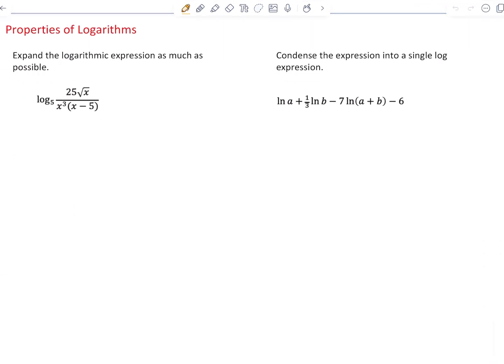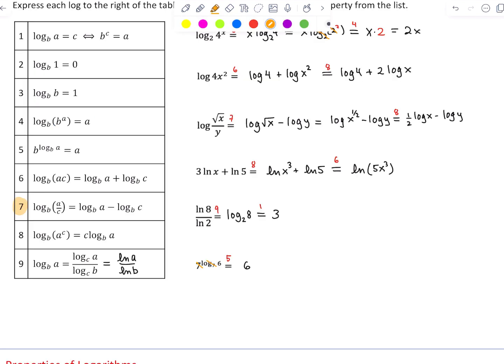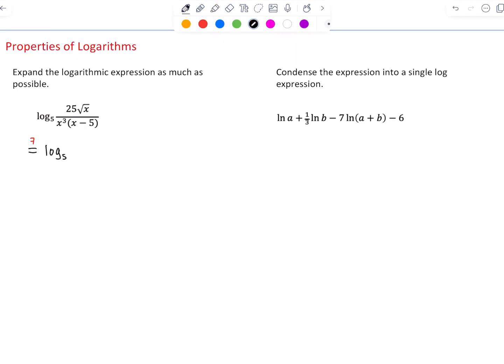Expand the logarithmic expression as much as possible. So we have a single log expression, log base 5, and all of this is its argument. It's a very complicated argument, but it's also a fraction. So I'm going to begin by using property 7, because we have log of a fraction. So this will be equal to log base 5 still of the numerator minus log base 5 still of the denominator. And I'll put all my arguments in parentheses as long as they are still complicated arguments.